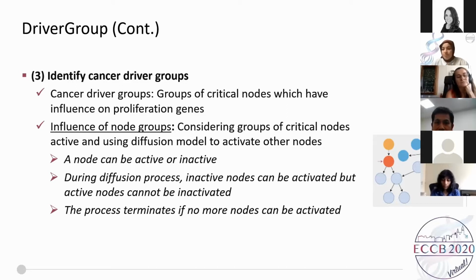And the candidate cancer driver groups are the combinations of critical nodes which have influence on the proliferation gene. And before using the method to identify the cancer driver group, we evaluate the performance of the cancer driver group on detecting the regulatory effects of combinations of critical nodes on all the nodes in the network.